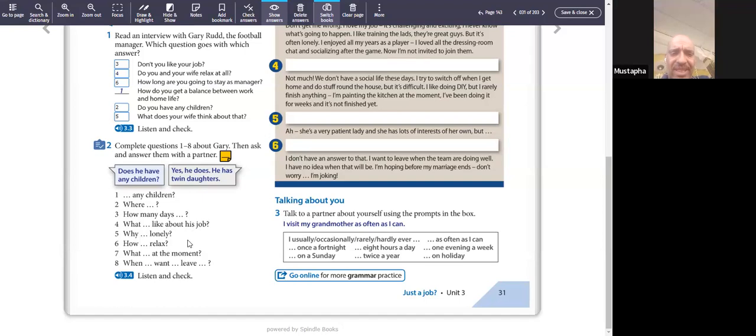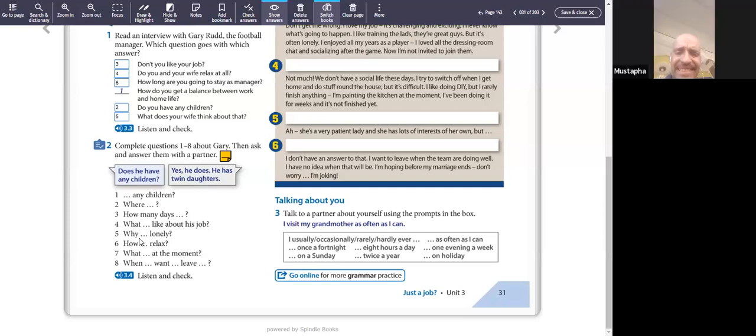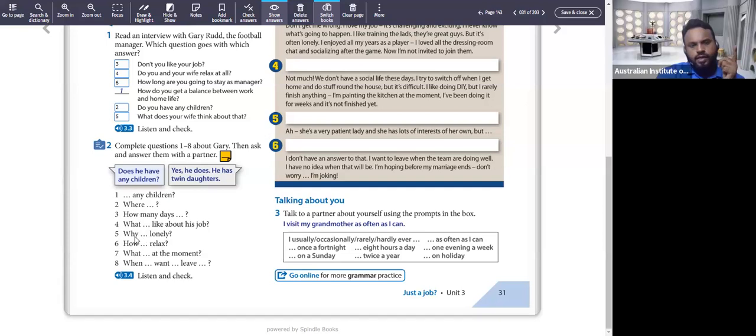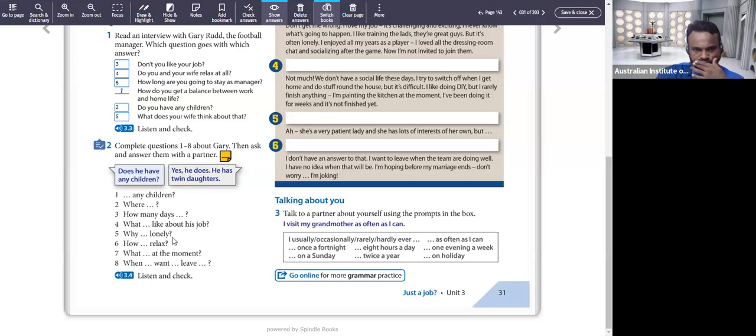Why does he feel lonely? Lonely is an adjective here, so we need a be verb and we need a subject. Okay, so why does is the auxiliary verb. Why does he feel lonely? Lonely. Yeah. Next one, number six.